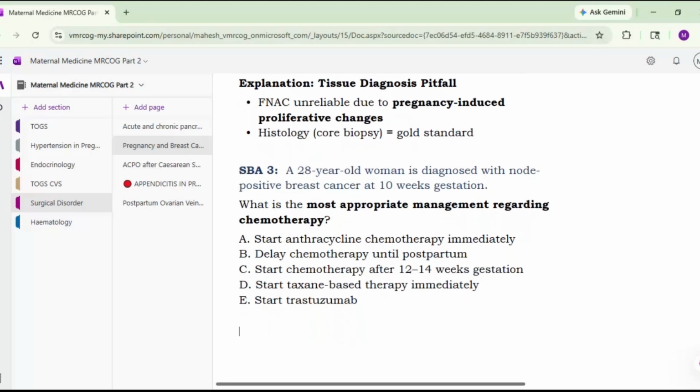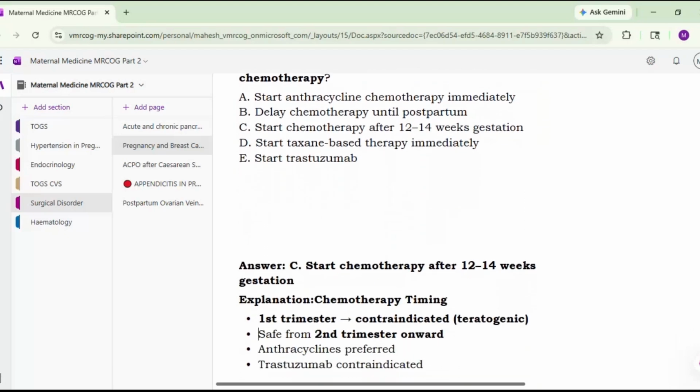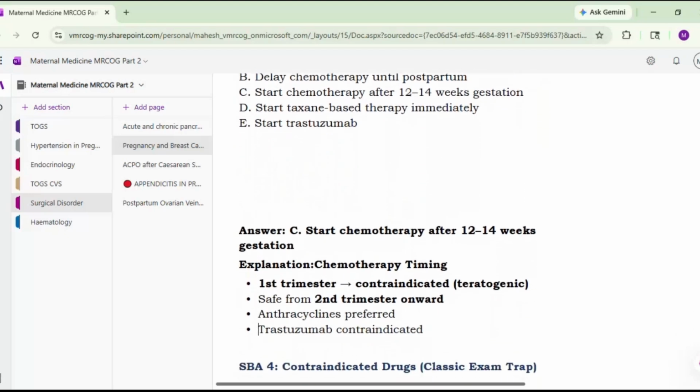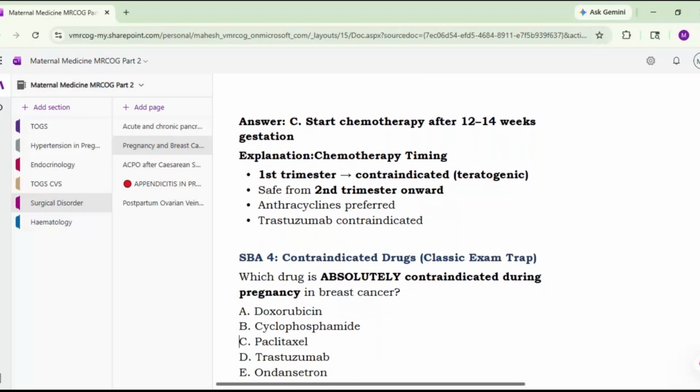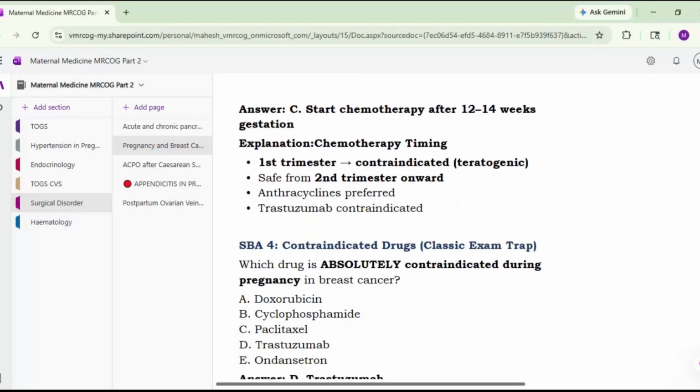Because it is contraindicated in the first trimester. In the second and third trimester, it is safe. So start chemotherapy after 12 to 14 weeks of gestation. Chemotherapy timing: first trimester contraindicated, safe from second trimester onwards. Anthracyclines are preferred and trastuzumab is contraindicated.